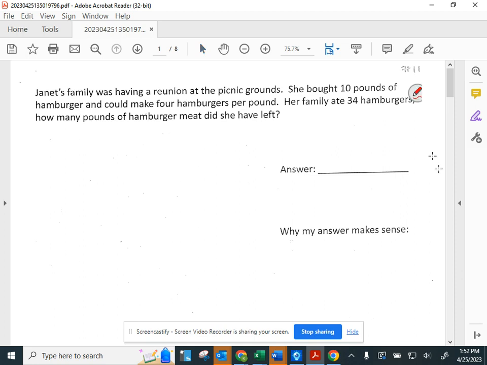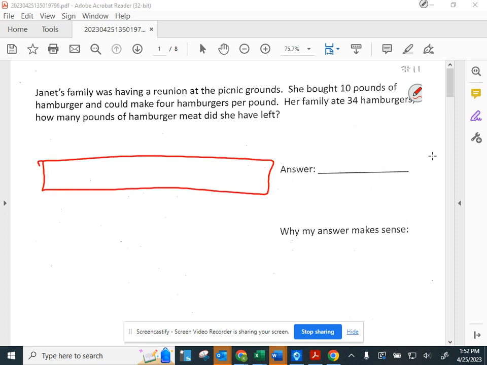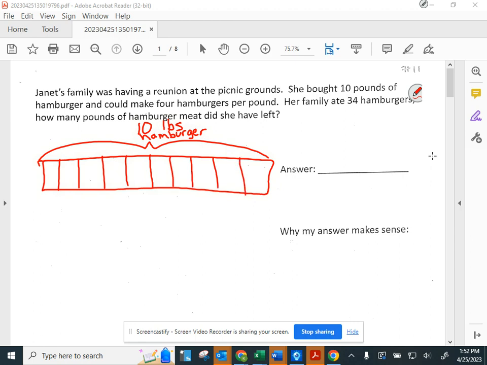So when I get these kind of word problems, I always go back to that bar model. I'm going to say, okay, here are all of her hamburger. She had 10 pounds. So all of this is 10 pounds of hamburger. I'm going to cut it up into 10 pieces, 10 sections for those 10 pounds. 5 on this side, 1, 2, 3, 4, 5 on this side. So each of these units represents 1 pound of hamburger.